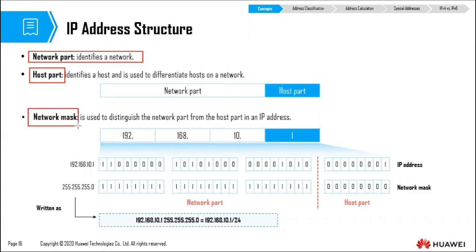Now, we have what is called a network mask. A network mask is also commonly referred to as a subnet mask. So when you hear of network mask or subnet mask, it's the same thing. Now, the network mask is a 32-bit long number that is written in dotted decimal notation, just like the IP address.